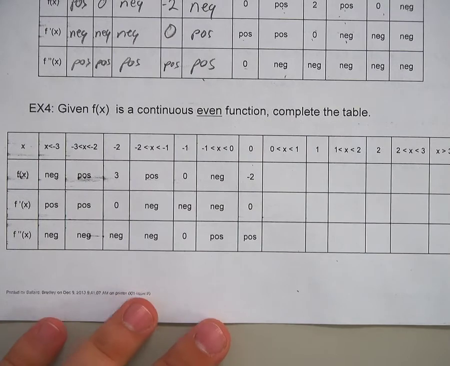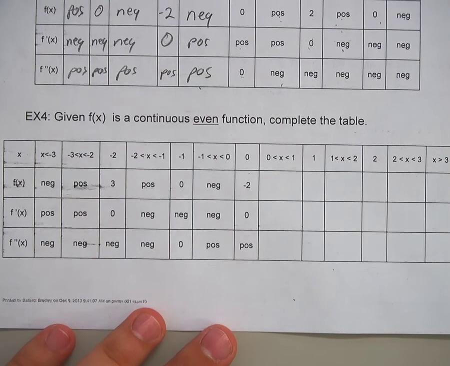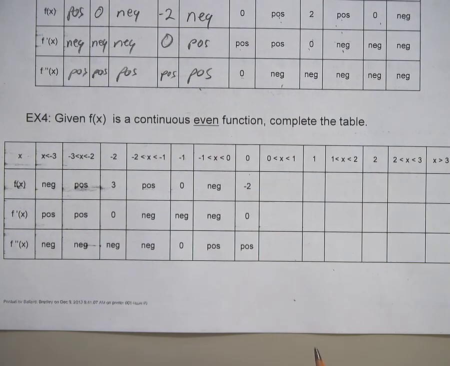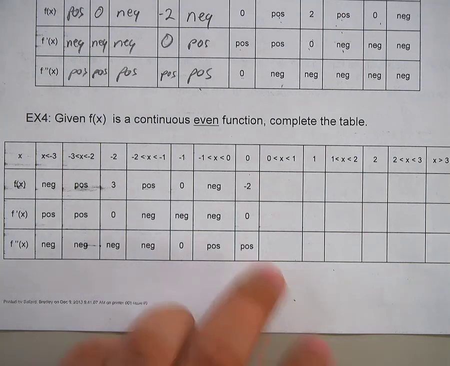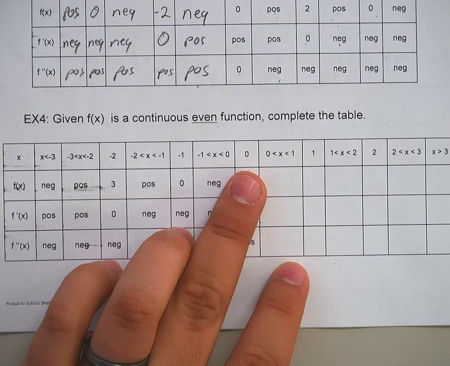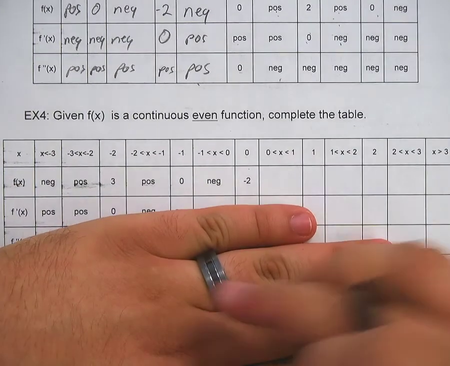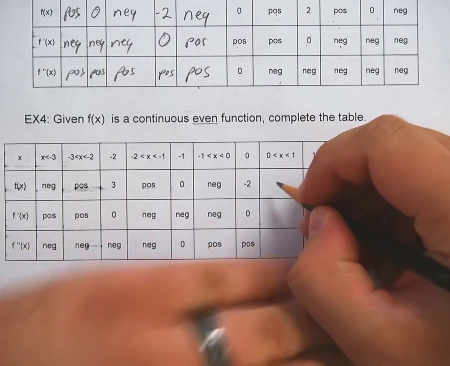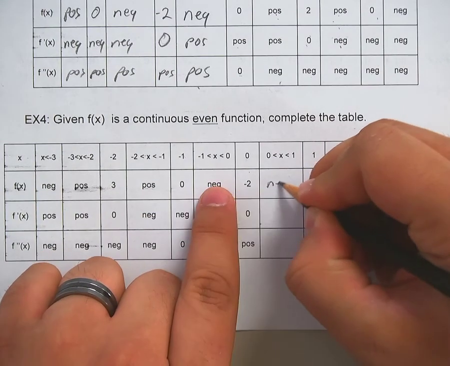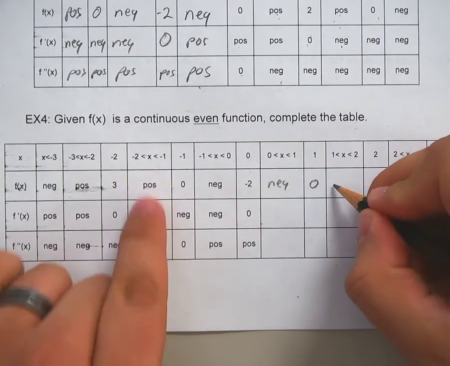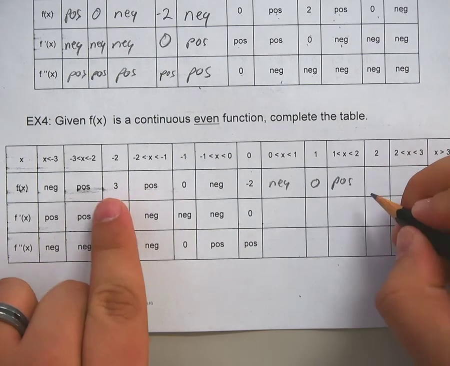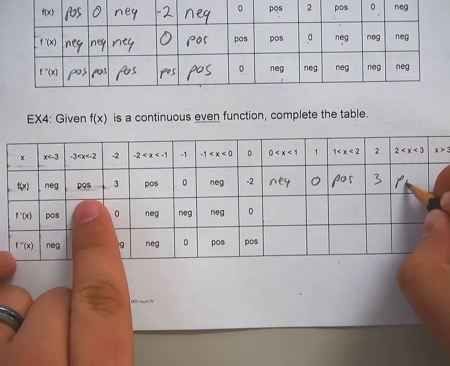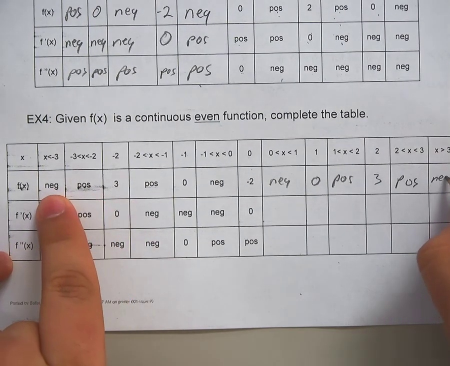Let's go down here. Odd functions. Now odd functions are symmetrical across the origin. Right? So here's the origin, right here, at 0. That means that with the symmetry thing, it's going to be the same on f of x. So very easily, here, negative, 0, positive, 3, positive, negative.